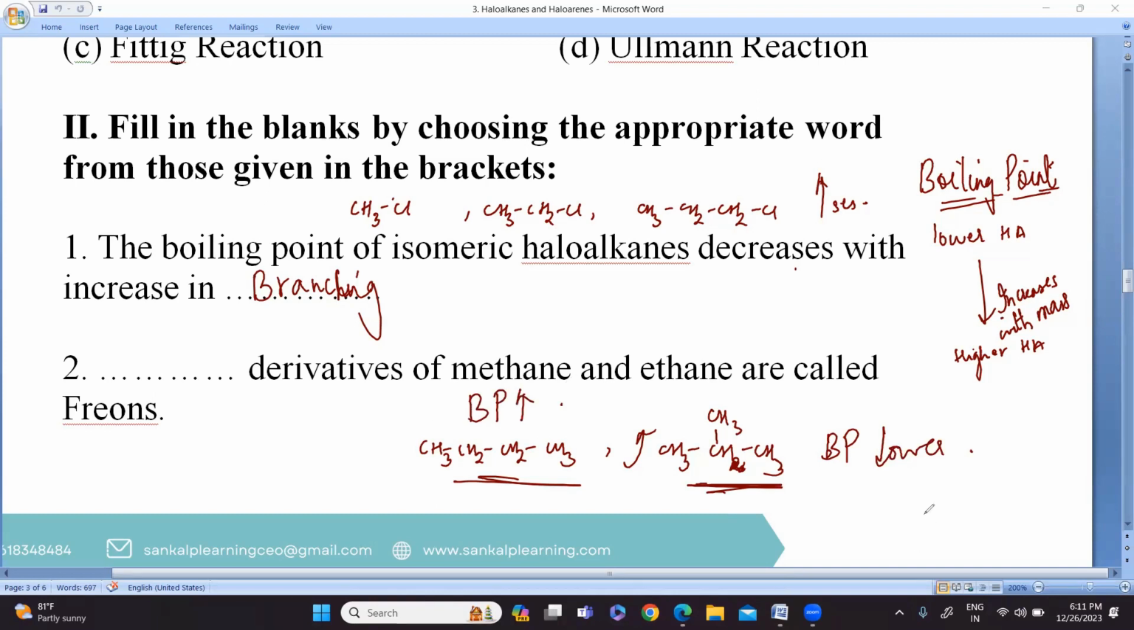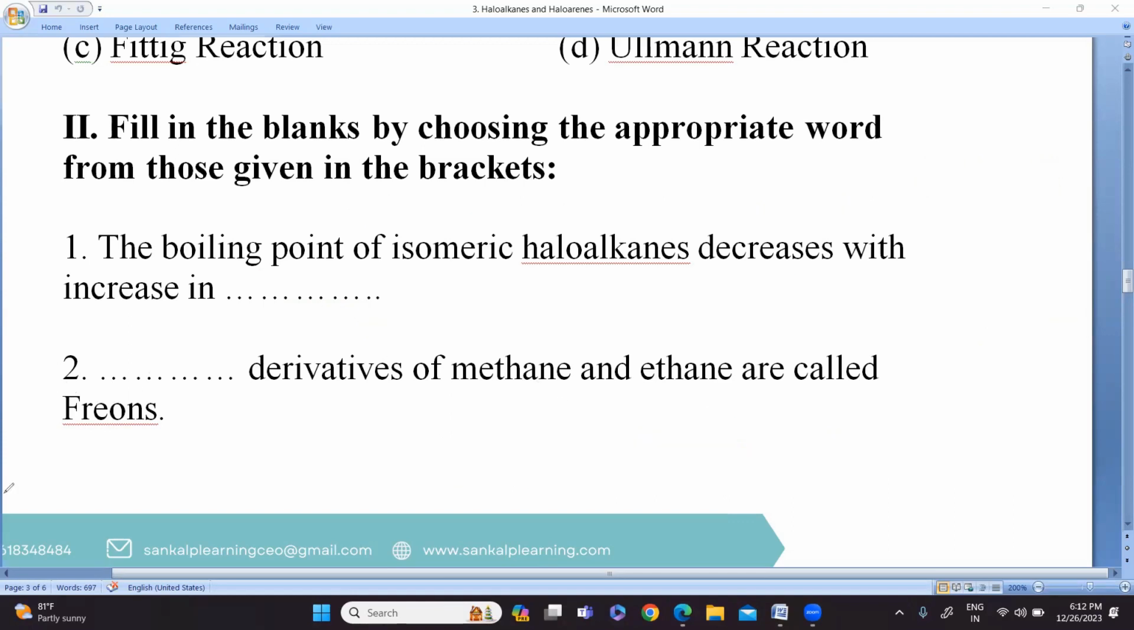In straight chain compounds, there is an increase in size and mass of the halogen atom, so the magnitude of van der Waals forces also increases. But when you are talking about isomeric alkyl halides, they decrease with the increase in branching. So remember that. Fine. Next question: dash derivatives of methane and ethane are called freons. Yes, which derivatives of methane and ethane are called freons, students?